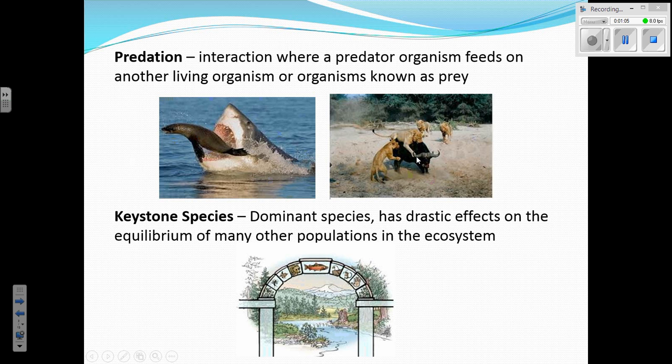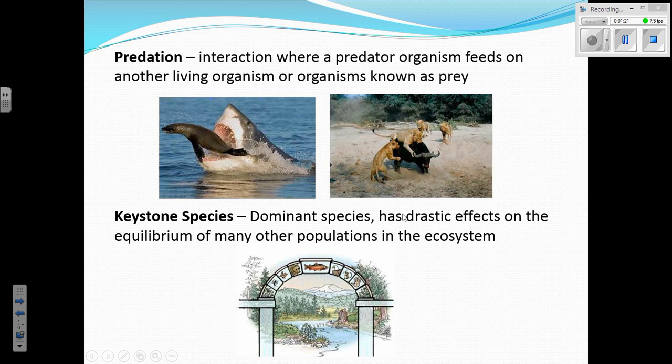And when you have situations of predator-prey in a community, there a lot of times are keystone species. Keystone species are dominant species that have drastic effects on the equilibrium of many other populations in the ecosystem.